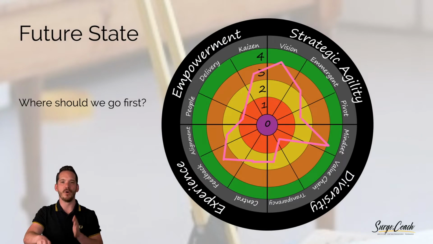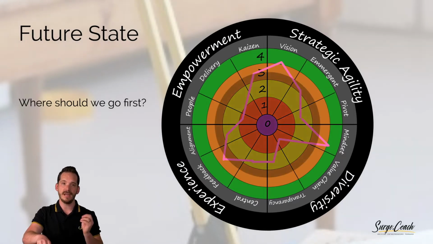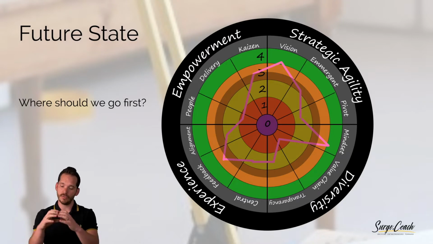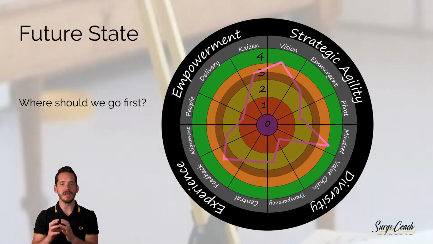So where should we go first? This is your current state. Here's the recommendation that we here at Surge would say. Great, I love you got some green. I love the oranges sitting there. But you're amber right now. We need to round out the circle. And the reason why is all of these are interlinked.